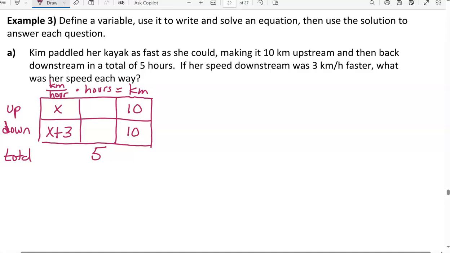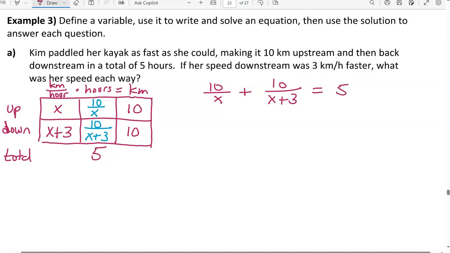Well, if we want to solve a multiplication problem, we solve it by dividing. So the missing part for this chart is the number of hours upstream is 10 over x, because x times 10 over x is equal to 10. And the missing number of hours downstream is 10 over x plus 3, because x plus 3 times 10 over x plus 3 equals 10. Now you notice that we have the two times that total up to 5. So if the total time is 5, the time upstream plus the time downstream is equal to 5.